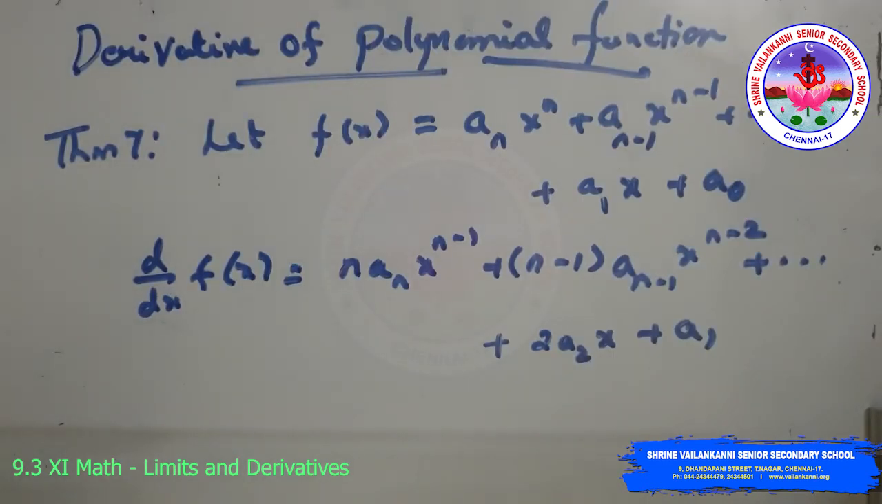Derivatives of polynomial function. Let f of x equal to a n x power n plus a n minus 1 x power n minus 1 plus etc., a1 x plus a0 be a polynomial function where a0, a1 and so on are all real numbers and a n is not equal to 0. Then the derivative of the function is given by d by dx of f of x, which is equal to n a n x to the power of n minus 1 plus n minus 1 a n minus 1 into x power n minus 2 etc., 2 a2 x plus a1.